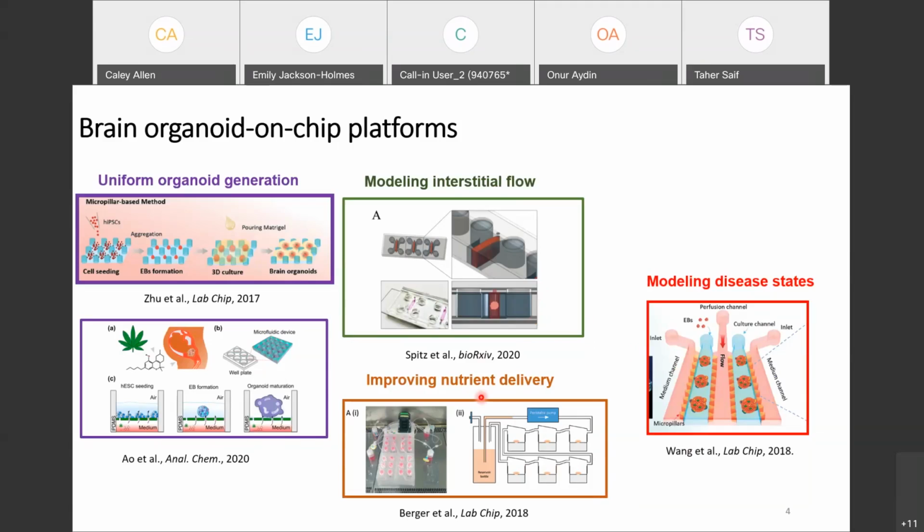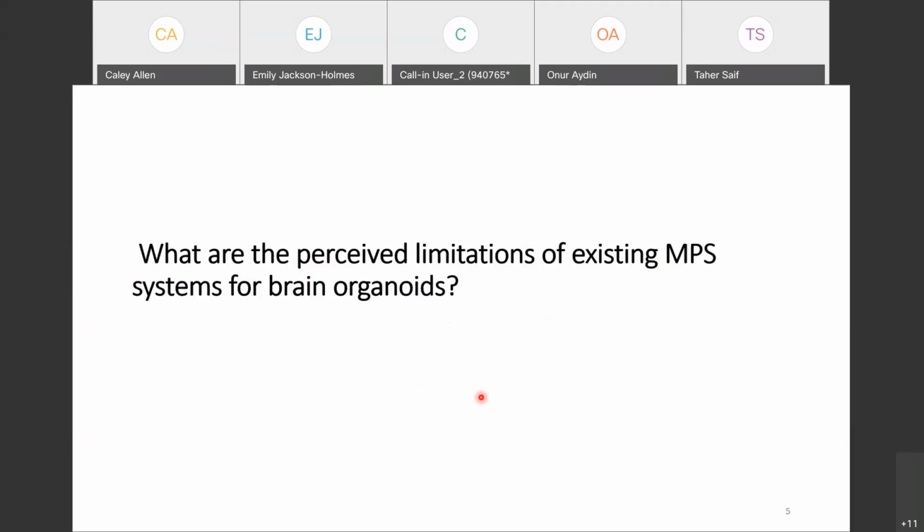Besides these applications, one can envision that microfluidic platforms allow for better control of the culture process, and there are a lot of applications that these systems can be used for in future years. But I'm curious to see what the audience thinks are the perceived limitations of these pre-existing systems for brain organoids.